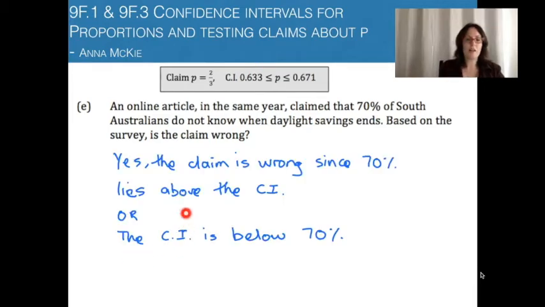So summarising that, we say yes, the claim is wrong since 70%, so you reference back to that number, lies above the confidence interval, so that's the key word there, above. Or the confidence interval is completely below 70%.